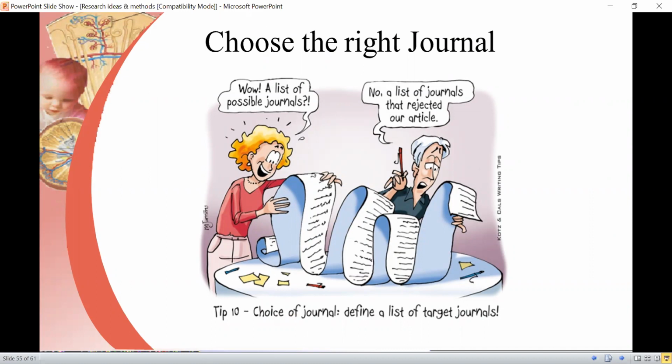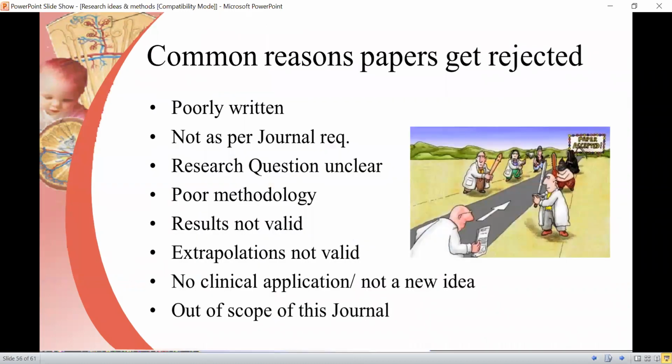If you want to send a pediatric paper to an adult journal or vice versa, it's not going to work. Common reasons why papers get rejected are that it's either poorly written or not as per the journal requirements, or the research question is not clear. So a lot of the PGs do start a thesis without a clear aim, and then when they start to publish their thesis, this is what happens.